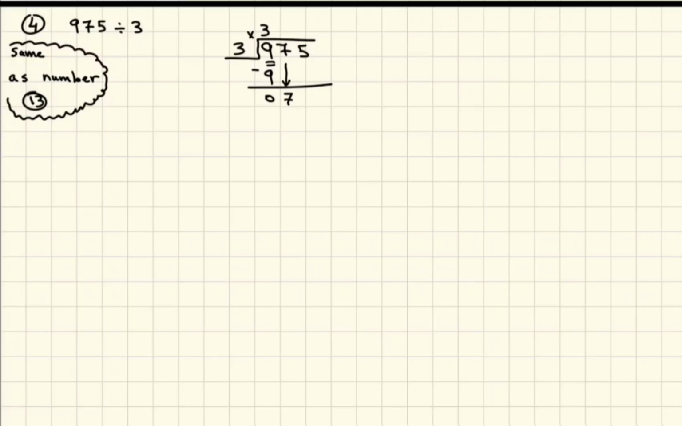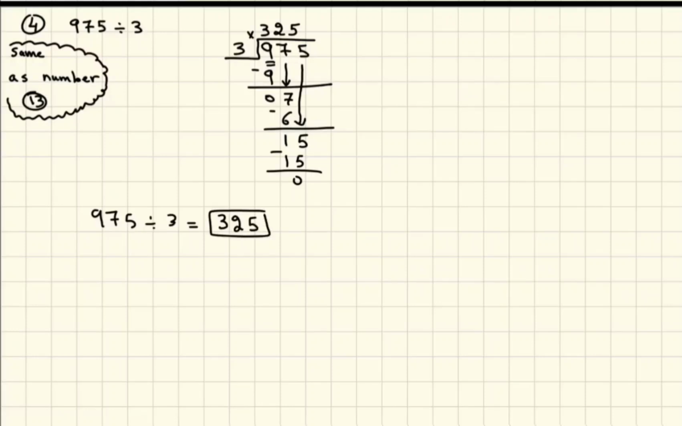Now we take the 7 down, and then 3 times how much is a number near 7? It's times 2. We get 6. Now 7 minus 6 is 1. Now I'm allowed to take the 5 down. 3 multiplied by how much will give me 15? We know it's times 5. And basically our answer will be 325, and the remainder is 0. So in this case we don't write the remainder.